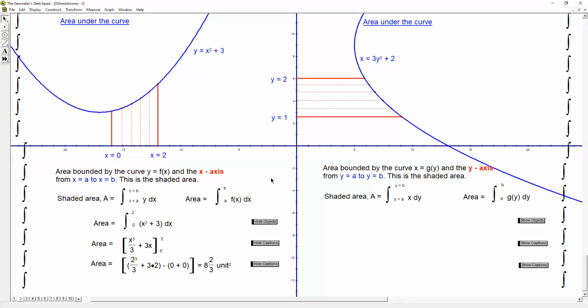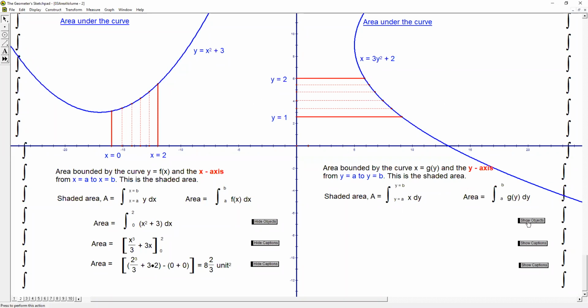Okay, so now you have to compare with the curve on the right hand side. Now this curve on the right hand side is given by the equation x equals 3y squared plus 2. And the area you want to find is this shaded area. Can you see that it is between the curve and the y-axis? Yes or no? Between the curve and the y-axis. So we are going to use the integral of x dy, and everything changes to y. The function you change to y. The upper limit and lower limit come from the y-axis.